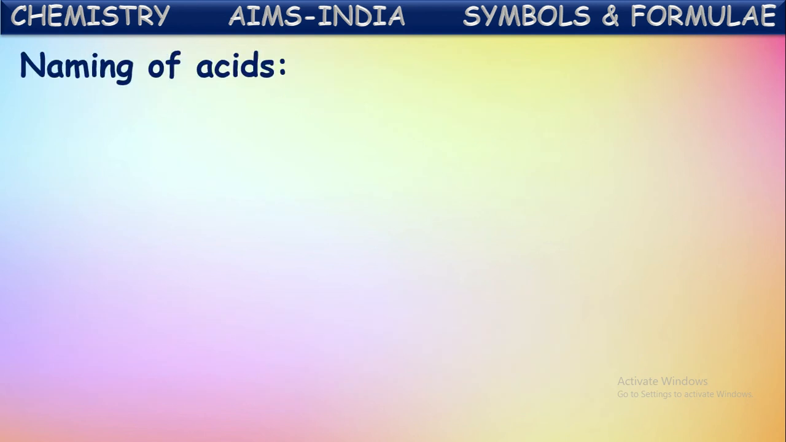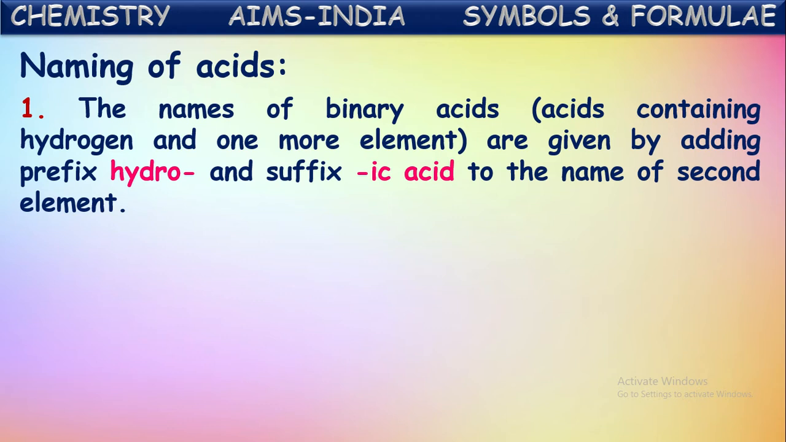Now let us see the naming of acids. The names of binary acids. Binary acids means, as we told earlier, binary compounds are compounds containing only two elements in the molecule. In the same way, binary acids means acids made up of only two elements. Out of those two, one will be hydrogen. So the acids containing hydrogen and one more element are named binary acids.